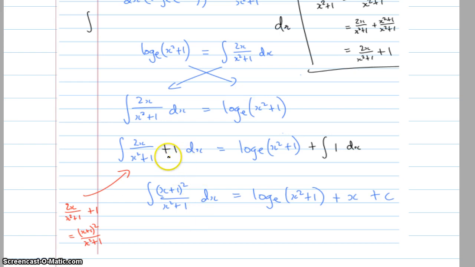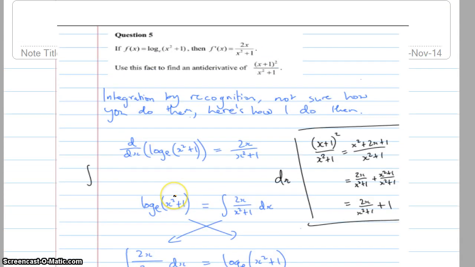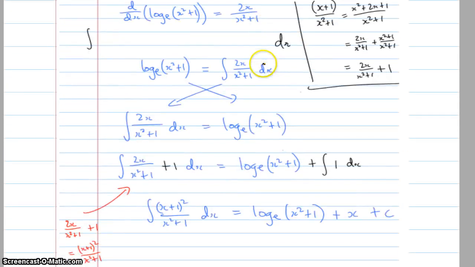Sorry. And so then what happens is on the left-hand side, I can write 2x over x squared plus 1 plus 1. That is actually the same as x plus 1 squared over x squared plus 1. And that's essentially what I wanted. That's what they want me to answer. That's on the left-hand side. And then on the right-hand side is just log e of x squared plus 1. And then here, I can just integrate that. That becomes plus x. And then I've just got a random plus c on the end of it as well.